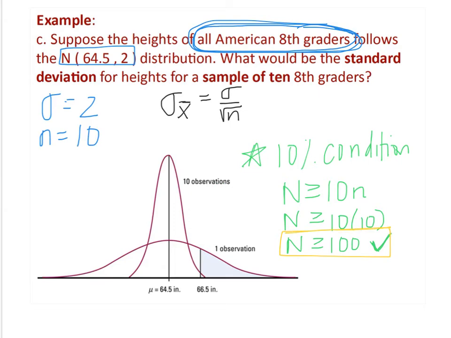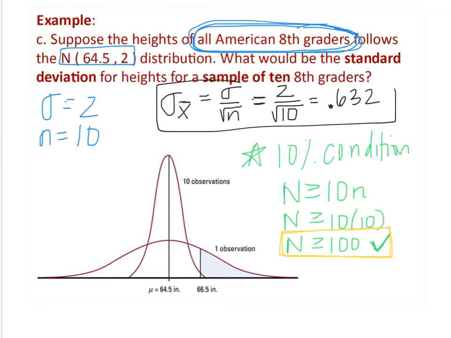So since this condition is met, I can now keep going with this formula. So sigma of x bar equals 2, or my given standard deviation, over the square root of my sample size, or 2 over the square root of 10, and that gives me 0.632. So this is my new standard deviation, and I could use this formula because this condition was met.